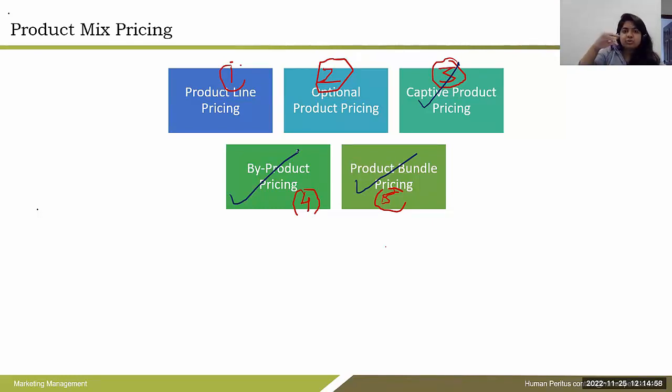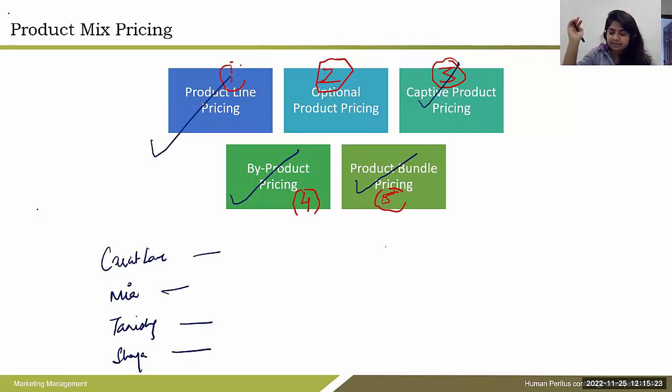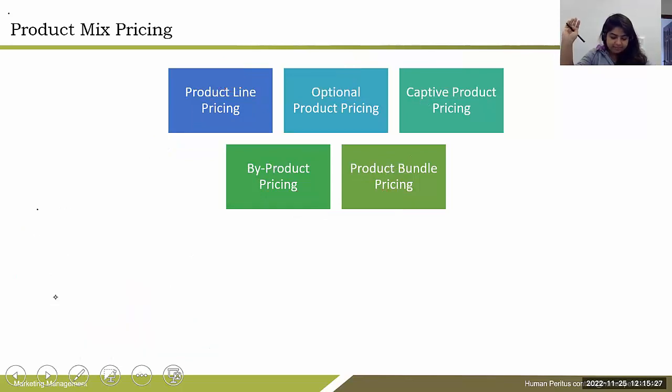Tanishq has three jewelry lines, let's say. So you have Carrat Lane, then you have Mia, you have Tanishq, and then you have Shaya. Each have their own specialities and they are catering to different types of market. Low quality gold, high quality gold, all of this. So what is this? Correct, Roshan. Product line. Different product lines. Perfect. Everyone correct. So I think we're all clear with these terms.